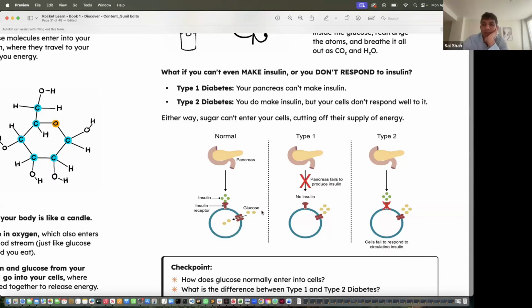Insulin is what signals your cells that, hey, glucose is outside. Otherwise, your cells are stupid. They have no idea. Exactly. Make sense? So in type 1 diabetes, your body does not produce insulin anymore. Your pancreas just stopped producing insulin. Does that make sense?